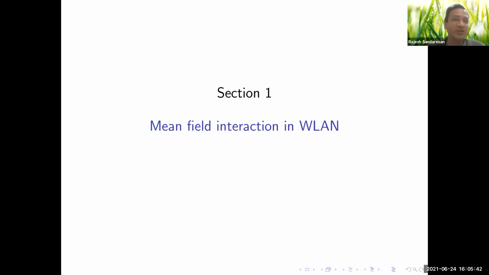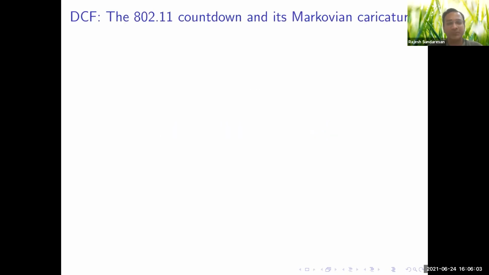So I'll now give a concrete engineering example so that the ideas that I present here can be understood with respect to this example, and that will be the mean field interaction in the wireless local area network. It's a somewhat classical system, but it's somewhat easy to understand, so it's a good example to work with.